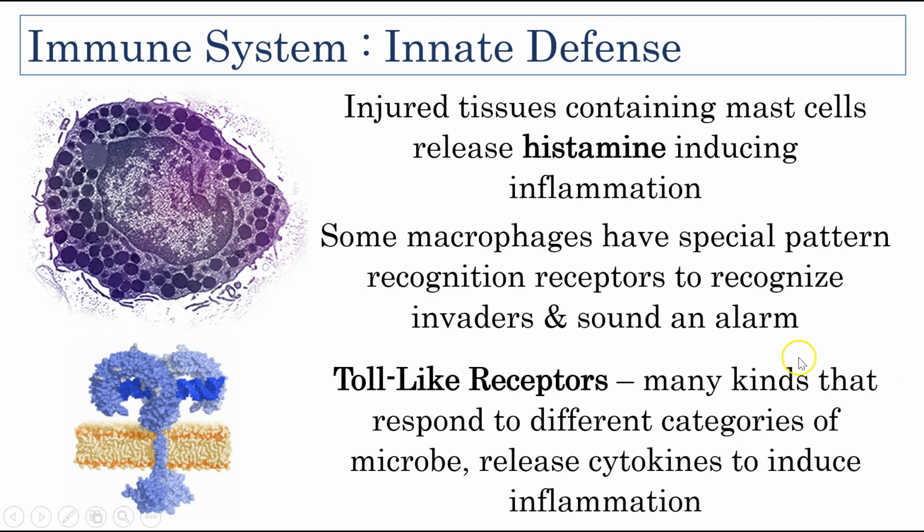One of our main guys being released is histamine by these big, nice mast cells over here. Mast cells is another word for monocyte or macrophage. They have a special pattern recognition that will sound the alarm, release some of this histamine. We also have special toll-like receptors that respond to different types of microbe. Once this external protein on a microbe is targeted, is flagged, we release cytokines, which are just another chemical, just another enzyme like histamine to induce inflammation, make those tissues swell.